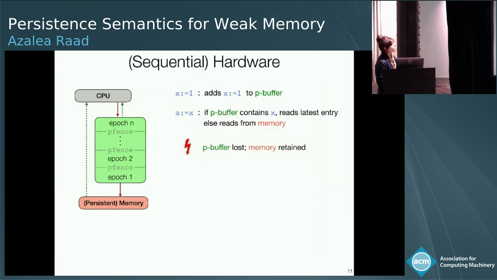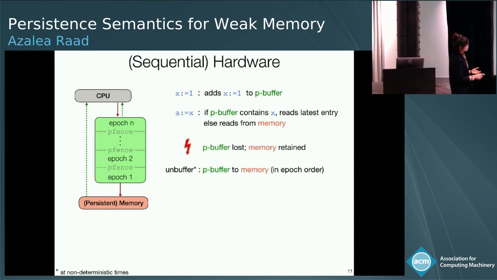Right. So back to our simple hardware layout. So the picture is a little bit more expanded now. So again, the writes write to the persistent buffer. The reads first read from the buffer, if there is anything, otherwise they'll go to memory. And if there is a crash, the buffer is lost, the memory is retained. But more importantly, the persistent buffer itself is divided into these epochs of execution. And the writes are always committed to memory in this epoch order. So here, all the writes in this first epoch are pushed to memory before all the writes in the second epoch, and so on.